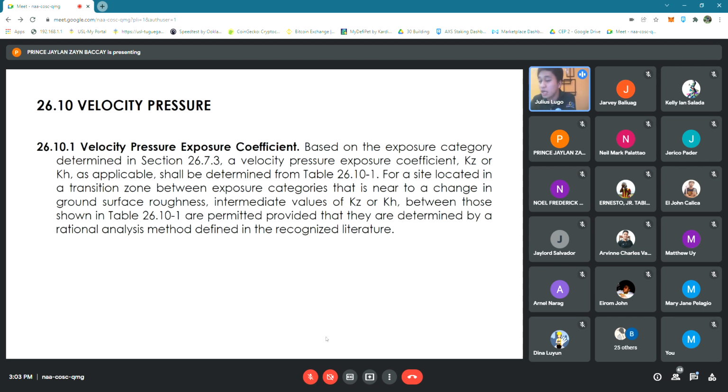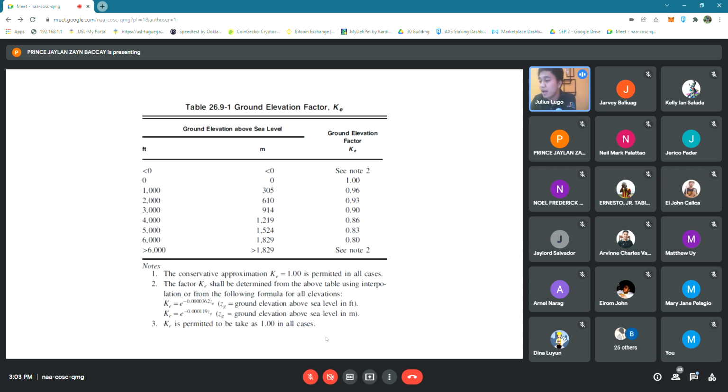So, next slide tayo, we have ground elevation factor, KE. Ito na yun, guys. Yung KE ninyo, pili kayo dyan, depende kung ano yung elevation ng inyong site above sea level. In here we have less than 0, 0, 1,000, 2,000, mga ganyan, in terms of feet, pero in meters, ayan siya. And then yung corresponding ground elevation factor niya. So what if in between siya ng 1,000 and 2,000?